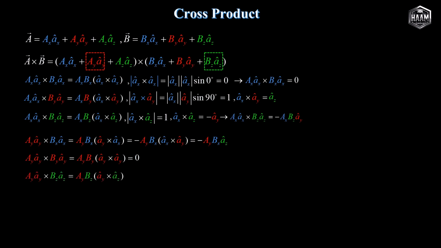The term A sub y A hat sub y cross B sub z A hat sub z equals A sub y B sub z A hat sub y cross A hat sub z. The magnitude of A hat sub y cross A hat sub z equals 1. To determine its direction, align the index finger of the right hand along the y-axis and the middle finger along the z-axis.